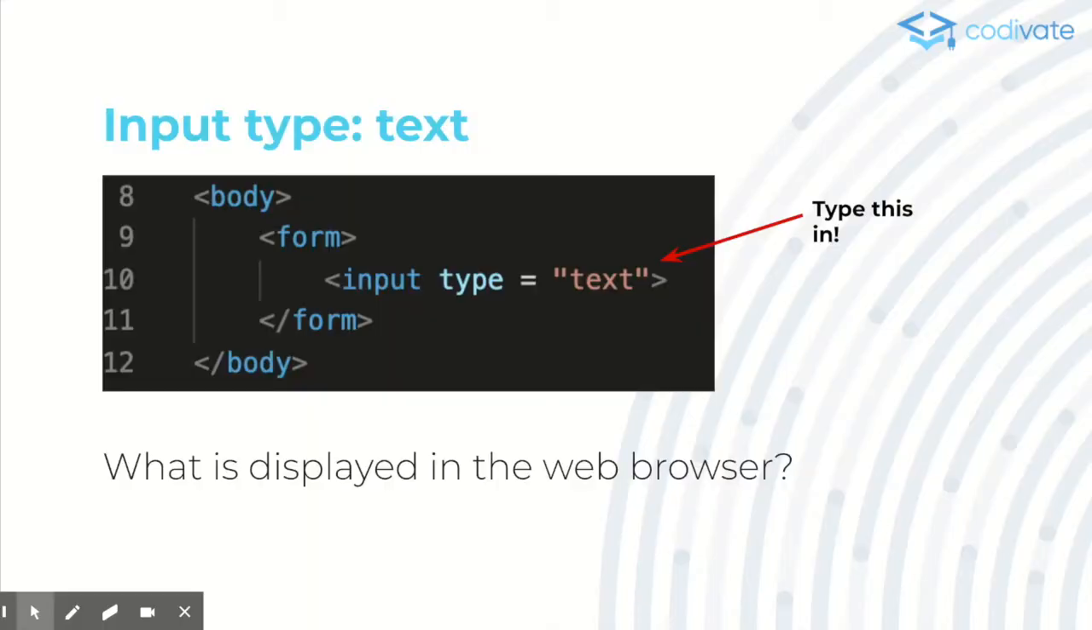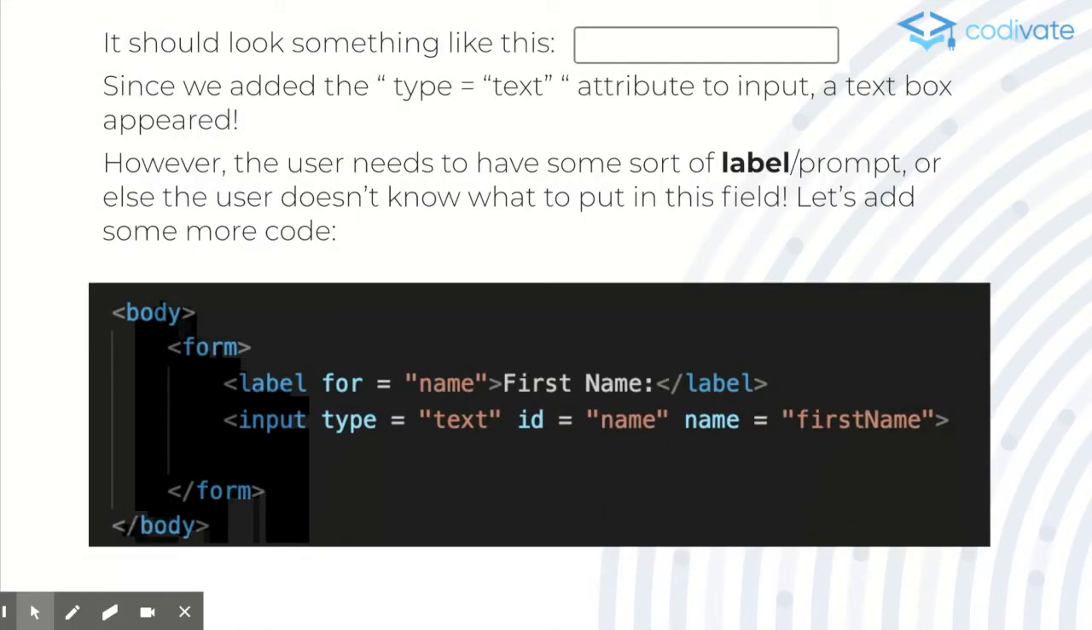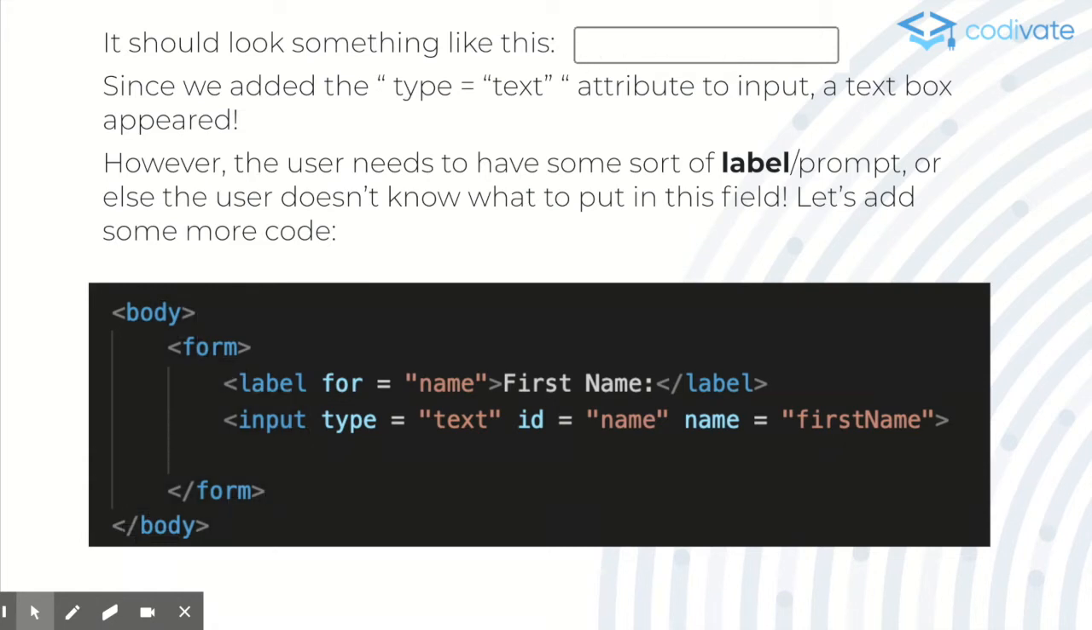Then we would use input type text to make a text box. So what do you think is going to be displayed in the browser? So the input type equals text would make something that looks like this. It would be a text box where you can type things in, even though it's not really going to process because we're not using any backend development to process that data. So since we added the type equals text attribute to input, a text box appeared.